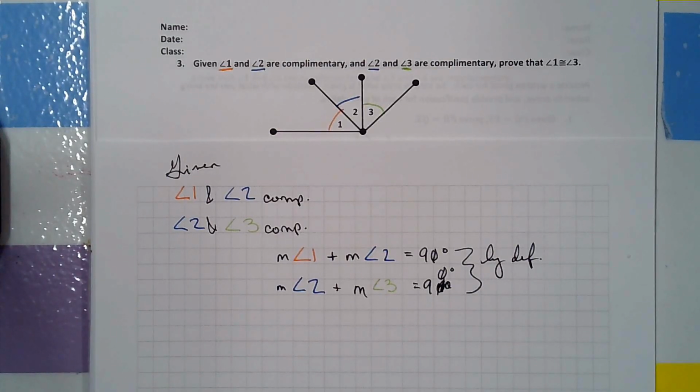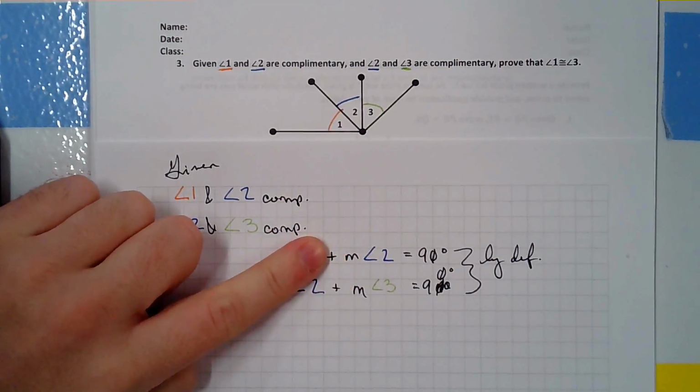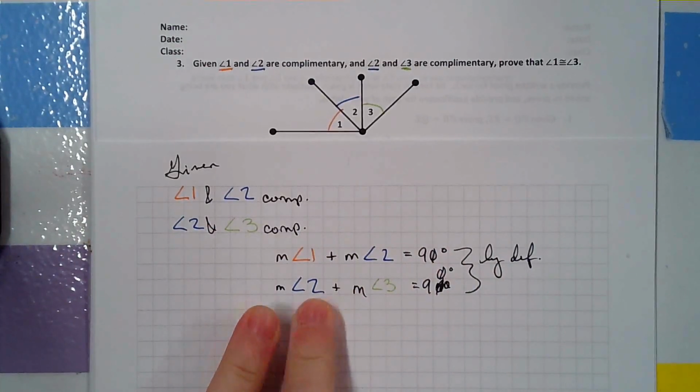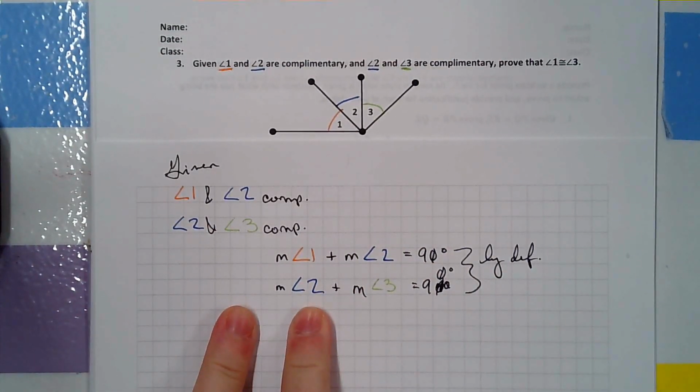Substitution. Yeah, that's typically how it's done. But like, what do they have in common? 2. Angle 2. You're right. You're absolutely right. And what we can do is we can get angle 2 on its own by moving over angle 1, right? And we get angle 2 equals 90 minus angle 1, and we can take that 90 minus angle 1 and put it here, right? Does everybody see that for the most part?